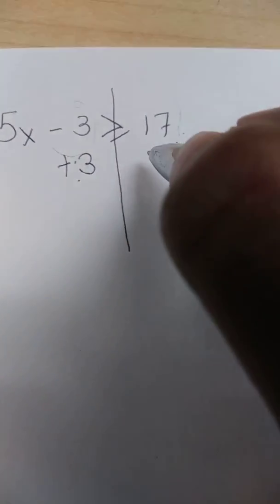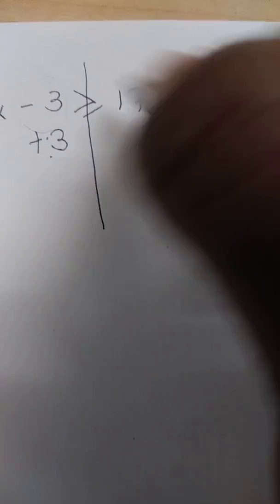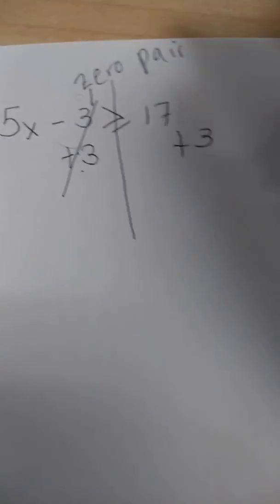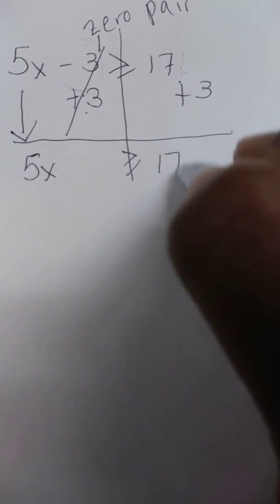Whatever we do on that side, we do on this side to balance the equation. So -3 plus 3 is a 0. We've created a 0 pair over here. Okay, and then we bring the 5x down. This becomes 5x is greater than or equal to 17 plus 3, which is the same as 5x is greater than or equal to 20.